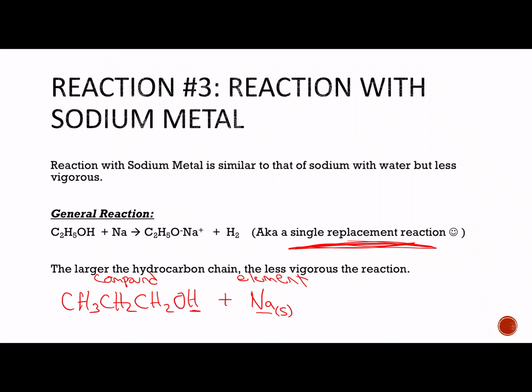So they swap out. And so H, remember, has a positive charge, and oxygen would have a negative charge. And so what you would end up with is CH3CH2CH2O⁻Na⁺. And then you would also end up with another product, which you are responsible for knowing. When hydrogen gets kicked out, an element gets kicked out, it gets kicked out in its standard state. And its standard state is H2 gas. So that is something that you need to know.